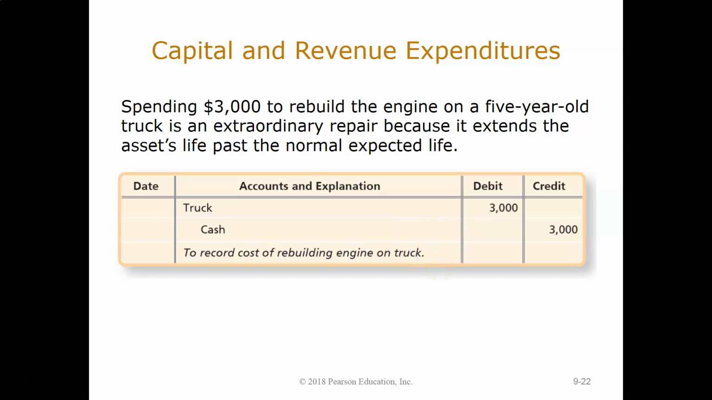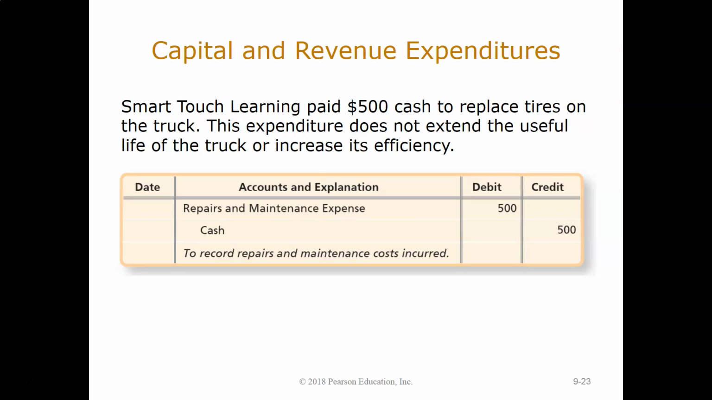Okay, that's capital expenditure. What if we paid $500 cash to replace the tires on the truck? Something you do every so often, you need to do just to keep the truck working properly. It is not extending the useful life of the truck or increasing its efficiency. I know some students will argue that, but it is a normal routine maintenance practice. So instead of debiting the asset, now we're debiting repair and maintenance expense, $500, and crediting cash.